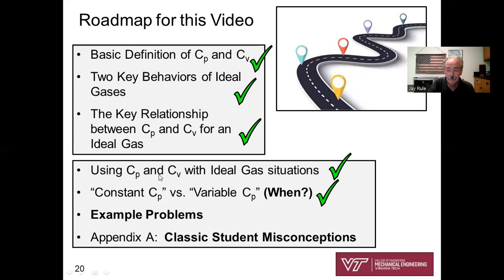Okay. Now we've got engineering problems to solve. We will use CV in those computations when we want to find delta U, and we use CP when we want to find delta H. Then we have to make another decision. Even though we've got ideal gases, we have to decide if we're going to model specific heat as constant, one single number, or as a variable, a formula, or lookup tables.